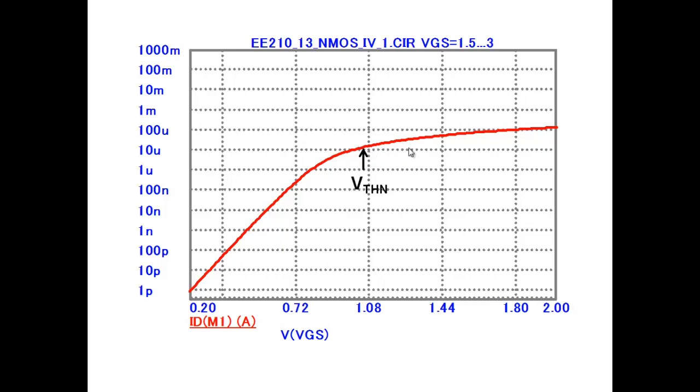As you go below threshold, there's a transition region around threshold where the current is neither quadratic nor a pure exponential. But if you go a little bit below the threshold voltage, you begin to see that this graph becomes a straight line. A straight line on a semi-log plot indicates exponential variation. So below threshold voltage, we say the current falls exponentially with the gate to source voltage.